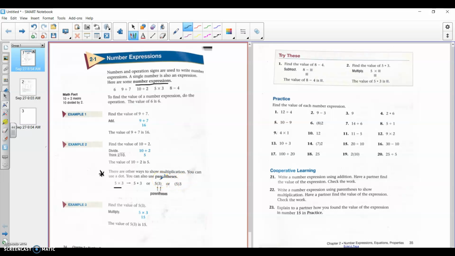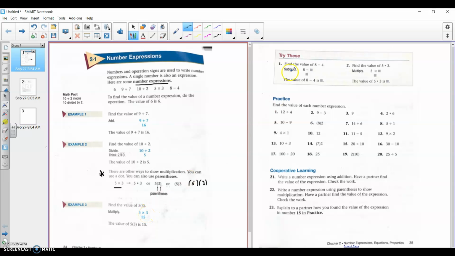In the first case, 3 is in the parentheses. In this next case, 5 is in the parentheses. You can actually have both in the parentheses, and it would still indicate multiplication. And again, I'm doing this a little bit slower because of my mouse, having to draw my hand here, but it could look like something like this. 5 in parentheses and 3 in parentheses, and it still indicates multiplication. So in example number 3, find the value of 5 times 3, and it's 15.